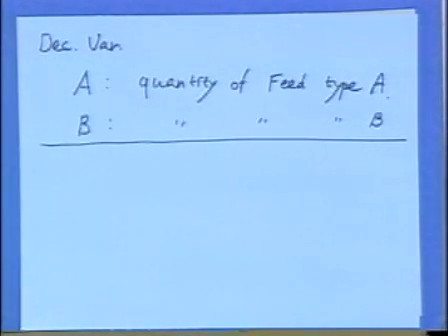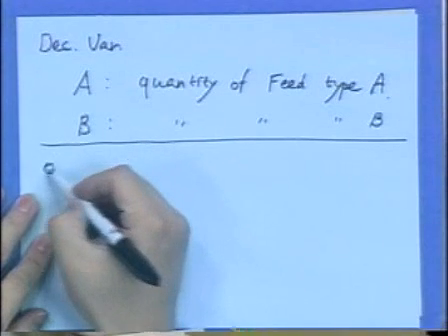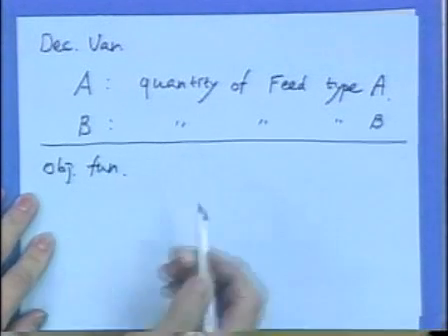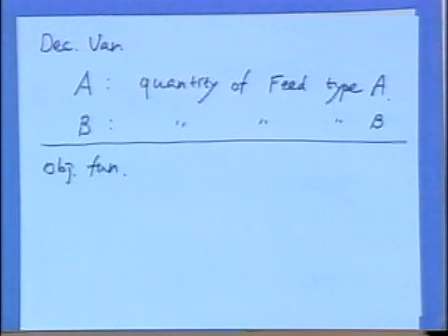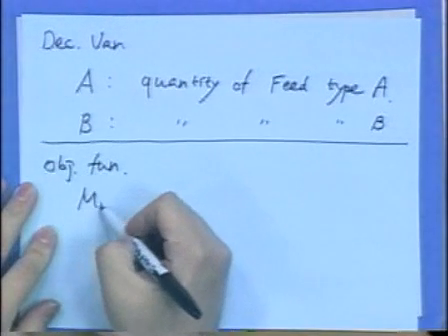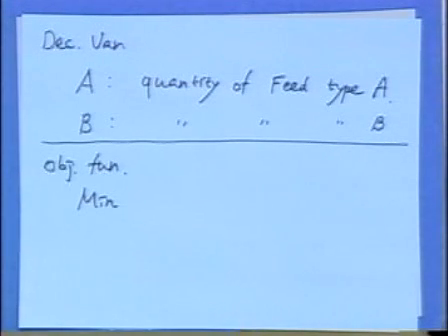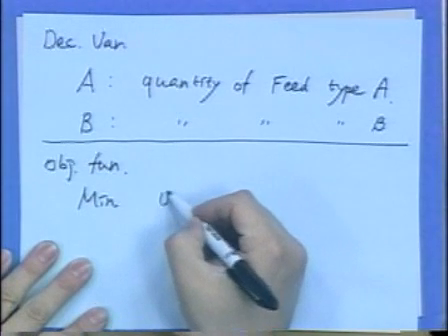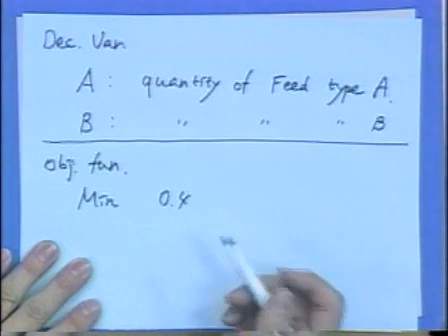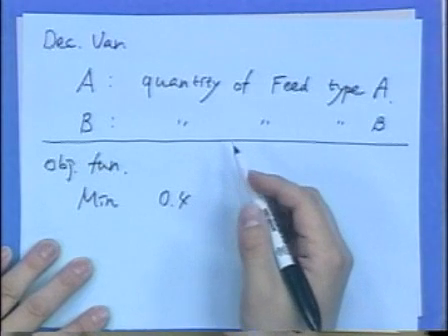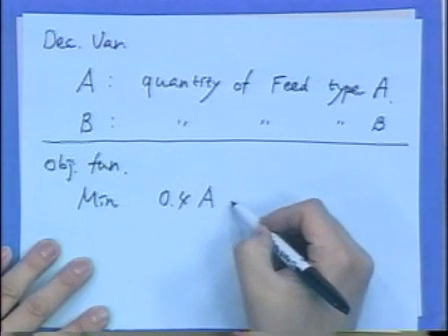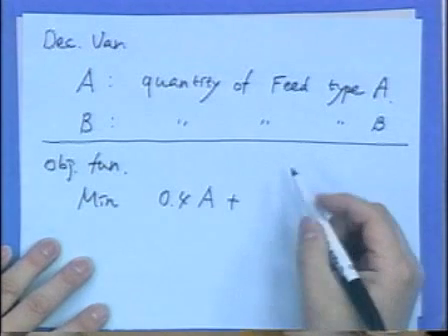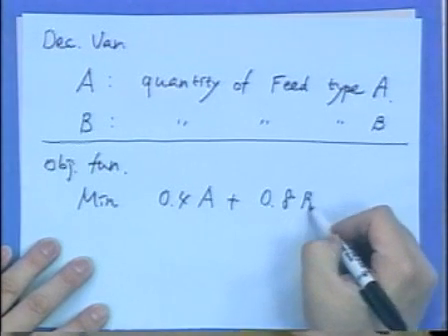And what is our objective function? Yeah, minimize the total cost, right? So we want to minimize the total daily cost of the feed per pig, right? So our objective function is minimize the unit cost, let's say 0.4 times A, right? Plus 0.8 times B, right?